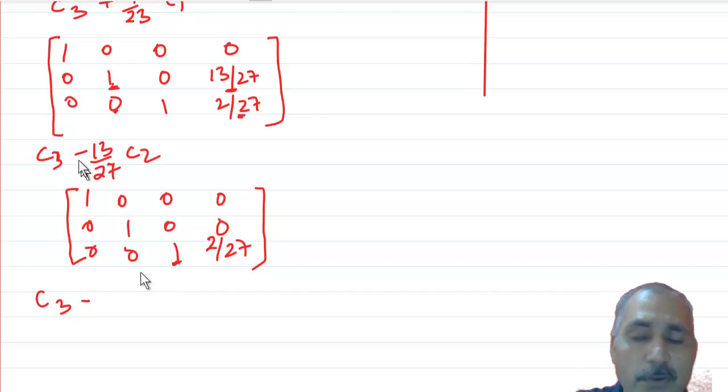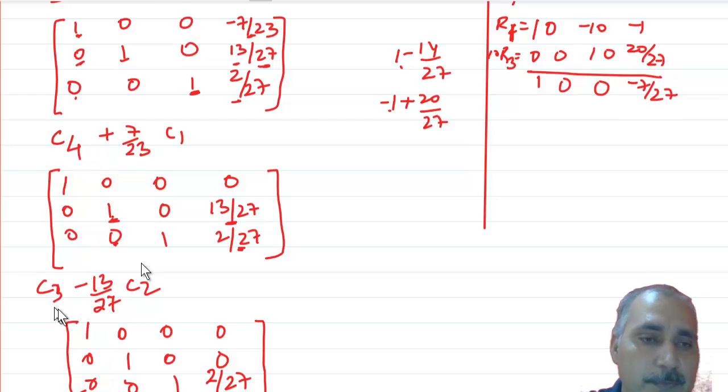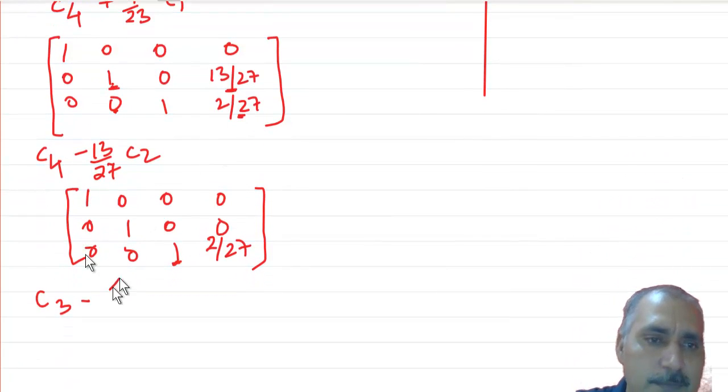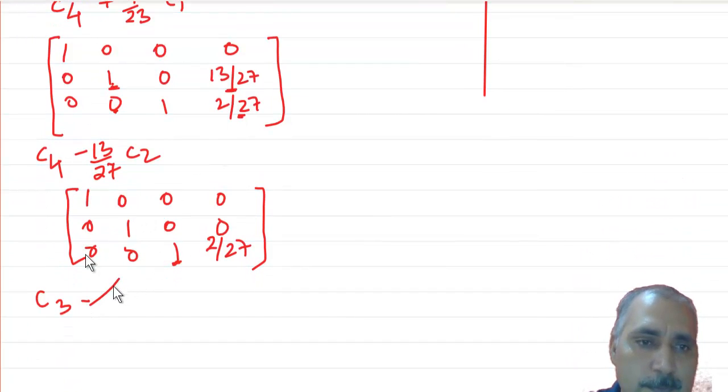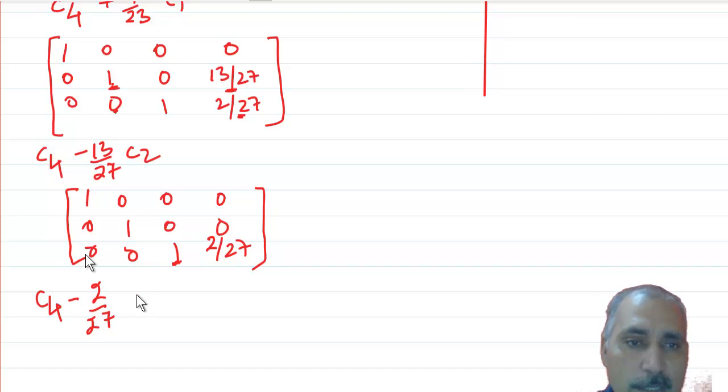Sorry, it is C4, not C3. Here, what we have done, this one was C4. Column number 4, we were doing the operation on that. Now, the last operation here, there is C4 minus 2 upon 27 times this one, C3.